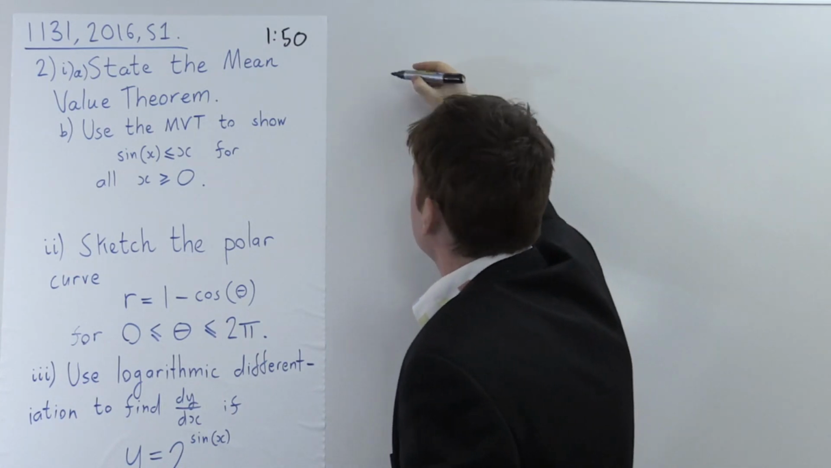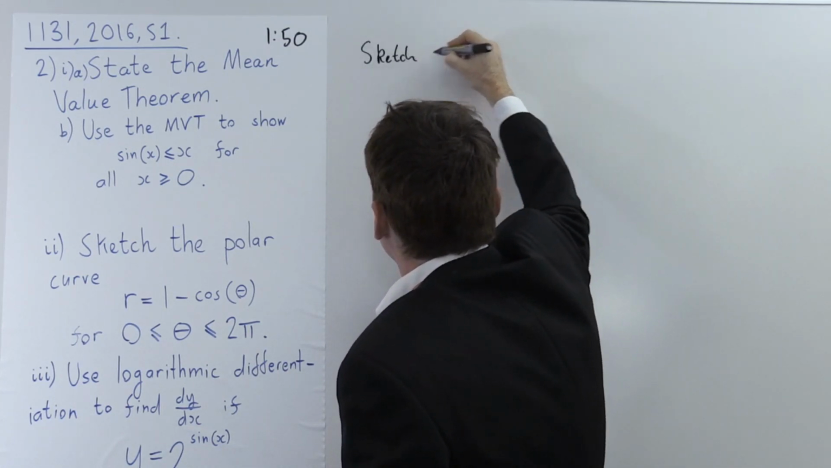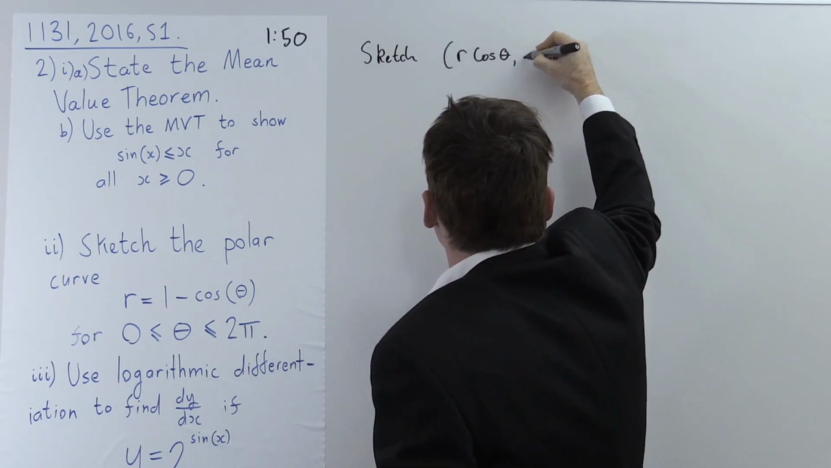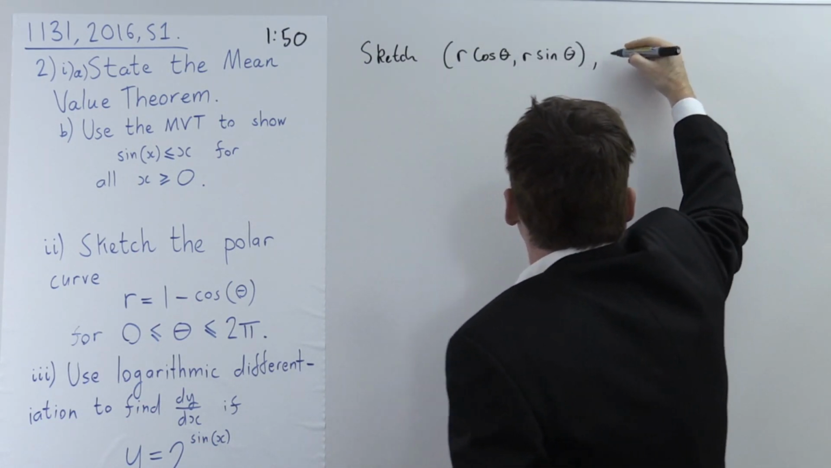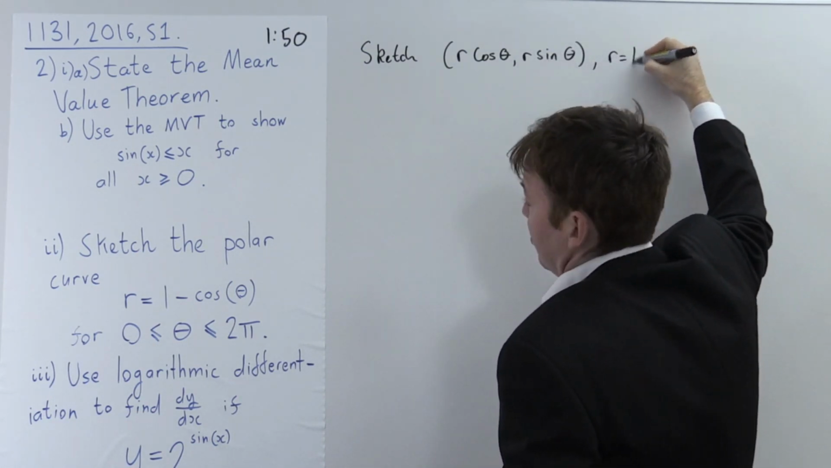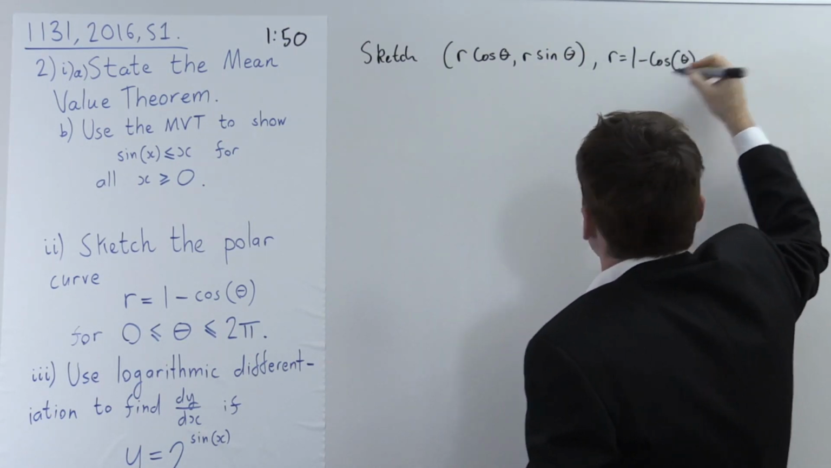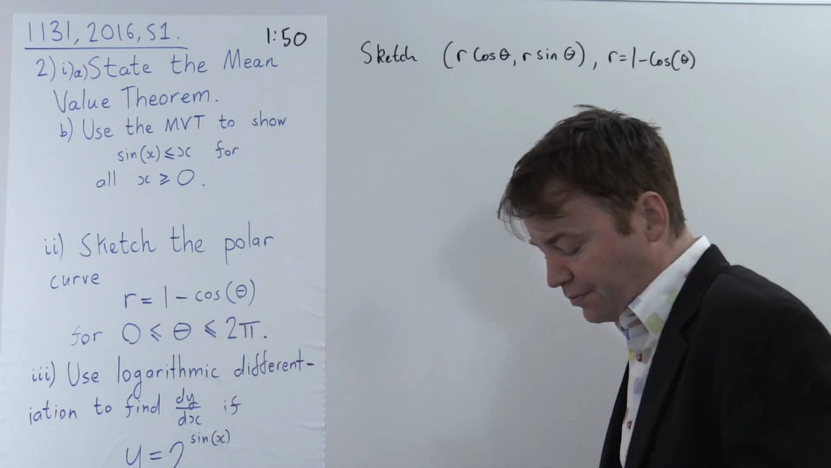So remember that we're actually sketching the points r cos theta, r sine theta, subject to the restriction that r is 1 minus cos theta, and theta is allowed to range like this. So this is what we're actually trying to sketch.